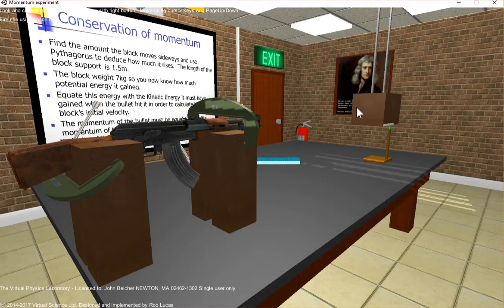The block will move sideways and upwards, converting its kinetic energy into potential energy. The height that the block rises indicates the amount of potential energy that the block and projectile combination gain. This can be equated to the kinetic energy of the block and projectile combination at the point when the projectile buries itself in the wood and the two start moving.